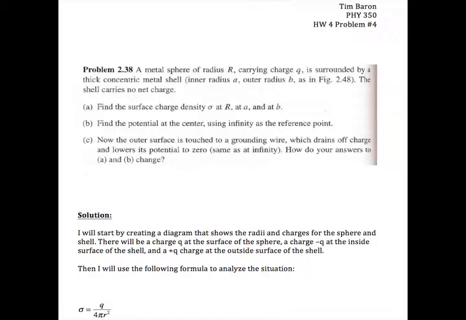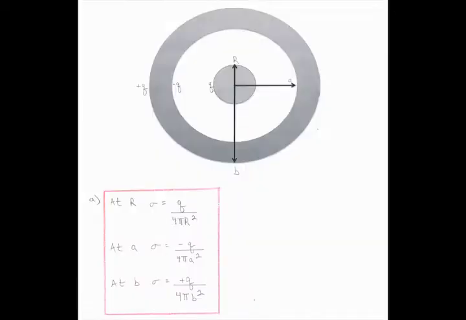For the solution, I'm going to start by creating a clear diagram showing all the radii and charges, and then I'm going to use the formula listed. So what we can see here on the diagram are the 3 different radii: big R, A, and B.